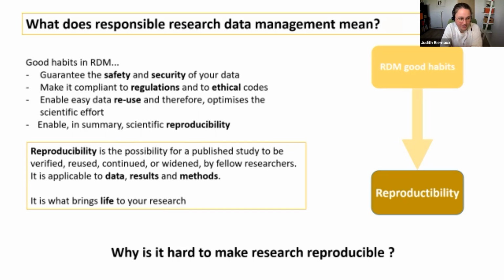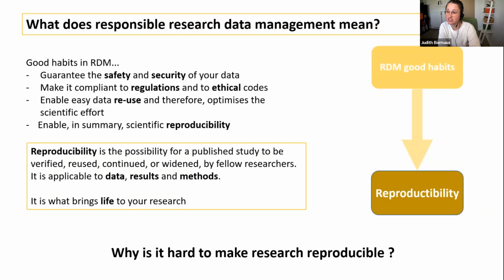Scientific reproducibility. It is the possibility for something that gets published to continue living after it is published. What do I mean by that? It means that something that is published and that is reproducible, usually a scientific result or a paper, can be verified, can be replicated, can be built upon. You can widen it, you can continue it, you can use it as input for further research. So scientific reproducibility is what brings life to a scientific research, okay?